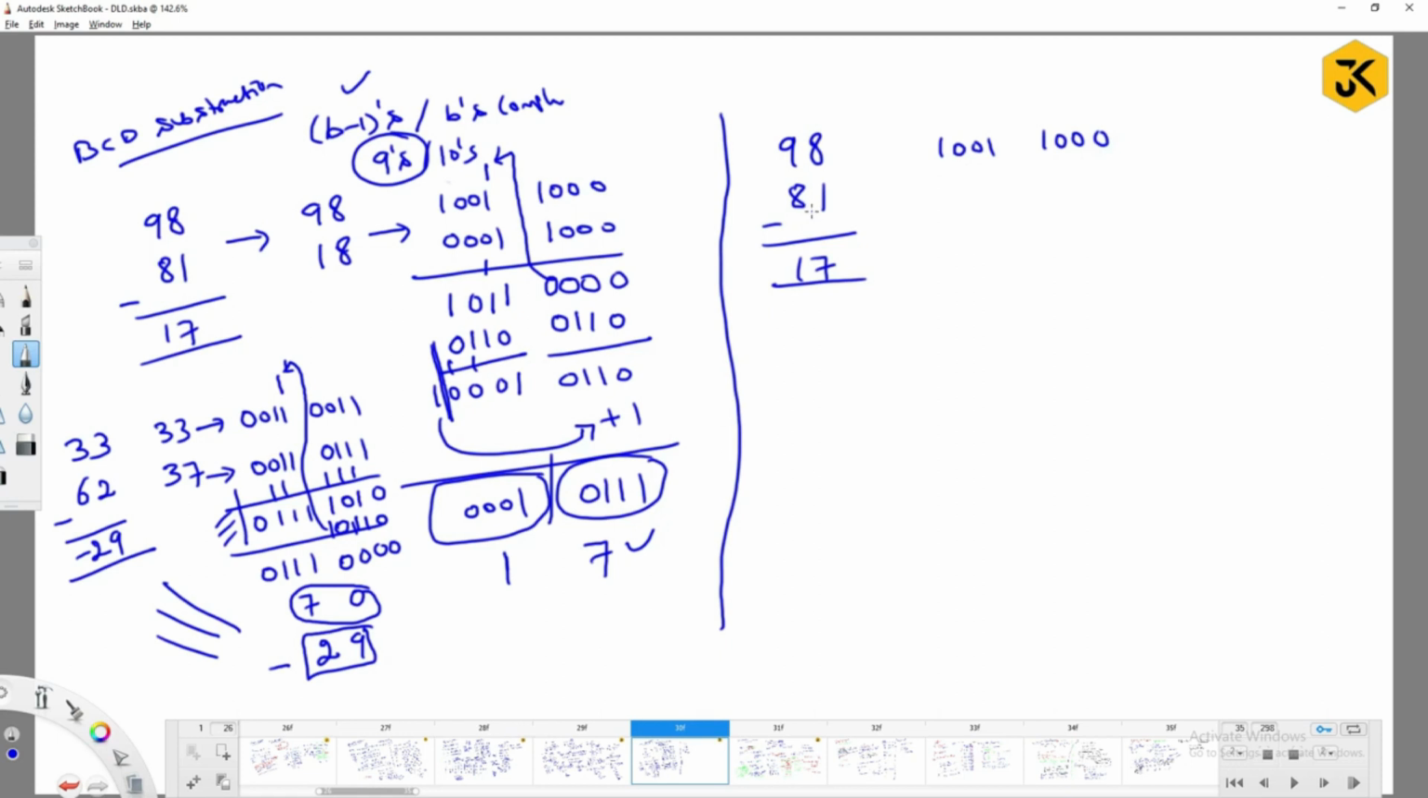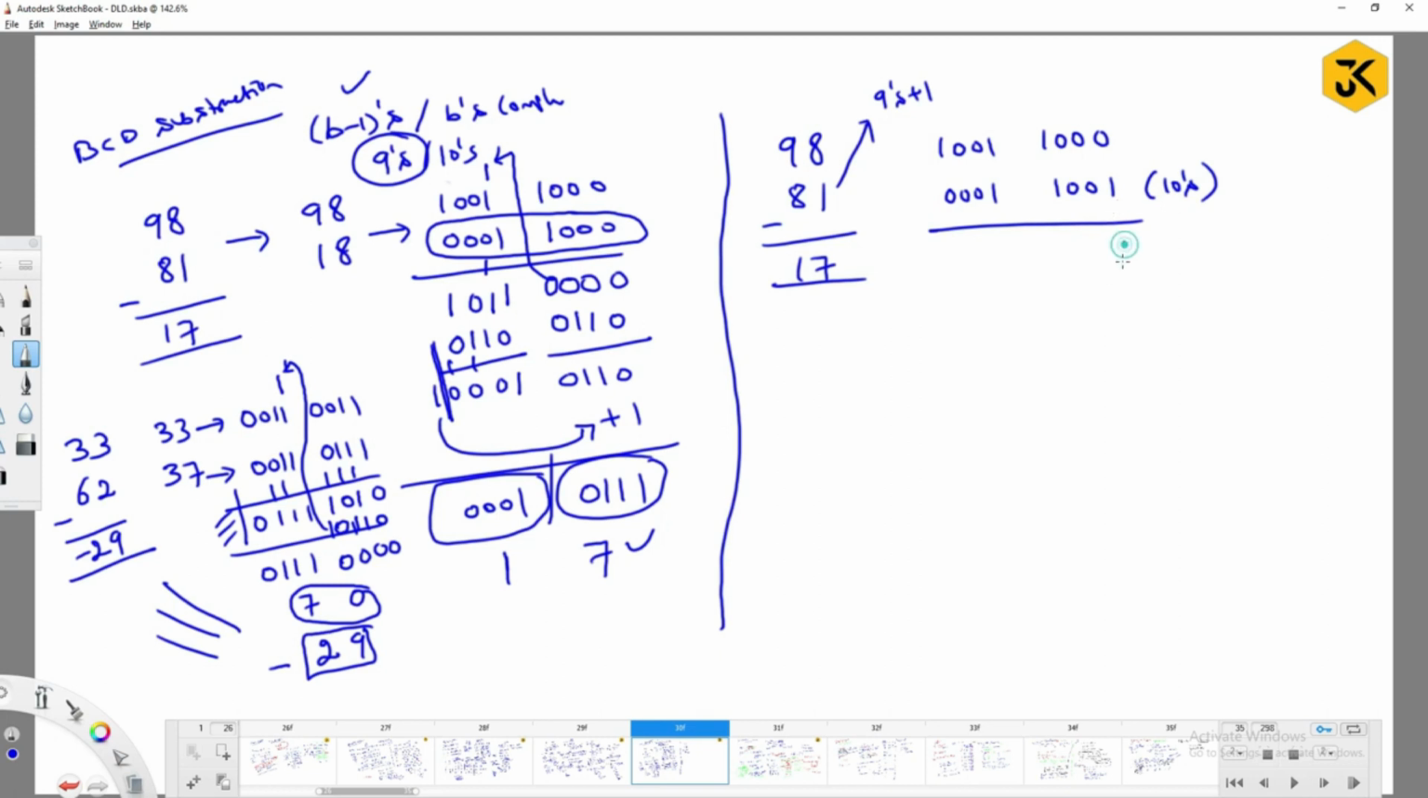What is the 10's complement of 81? The 10's complement of 81 is the 9's complement plus 1, right? You know this is the 9's complement value. For that I am going to simply add plus 1. So if you add plus 1, you will get 0001 1001. So this is the 10's complement.